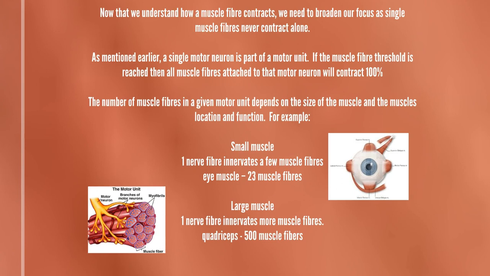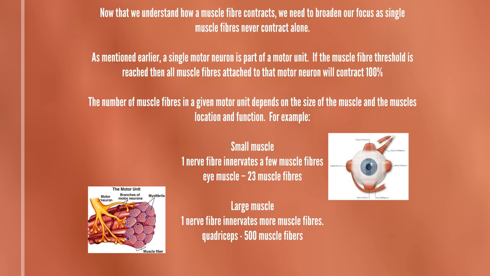So from our first class we now understand how a muscle fiber contracts, and we need to probably stop thinking of muscle fibers as individual entities, because they never contract as a singular fiber. Instead, we should really talk about the recruitment of muscle fibers as being recruited in motor units. So motor units are collections of fibers that are all innervated by the same motor neuron.